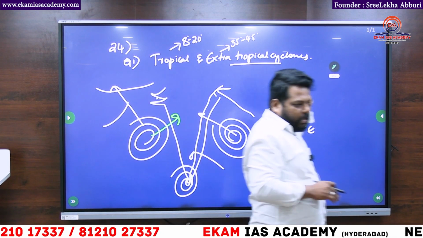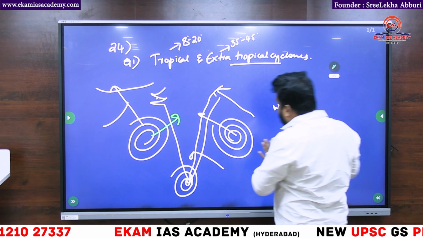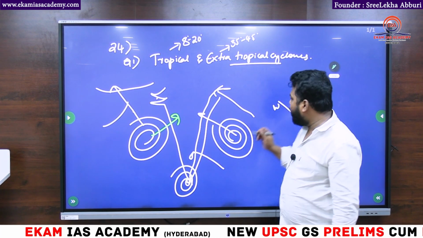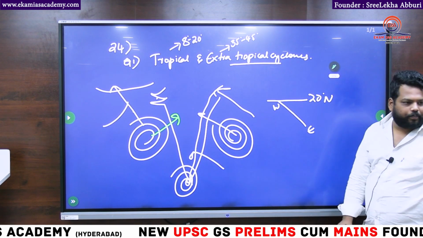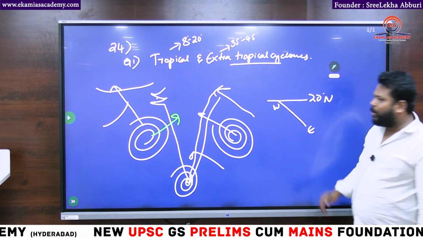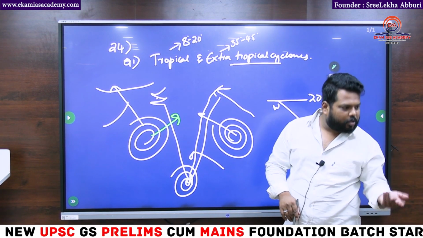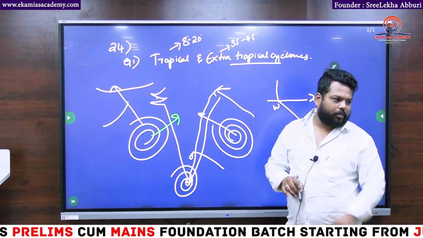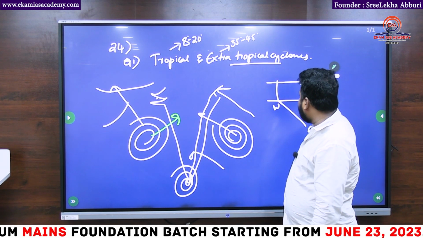Wherever a tropical cyclone originates between 8 to 20, initially it will move in this direction, east to west. Initially, up to 20 degree latitude, it will move in this way. After it crosses 20, it moves north, up to 25 degree.